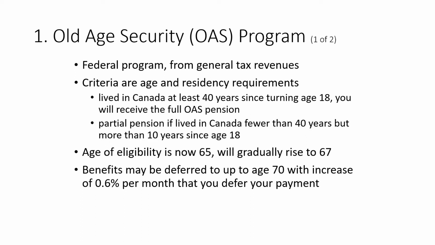The age of eligibility is now 65. It will gradually rise to 67. OAS benefits may be deferred to up to age 70 with increase of 0.6% per month that you defer your payment.